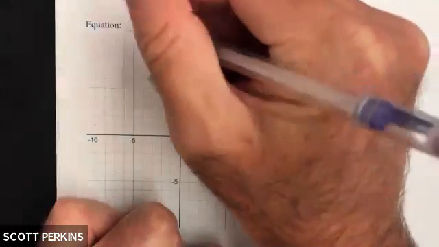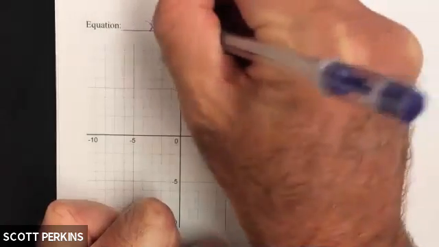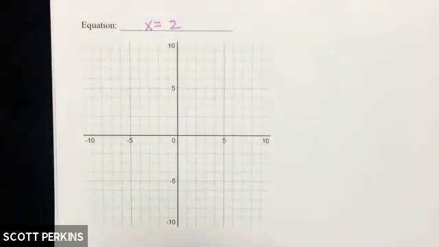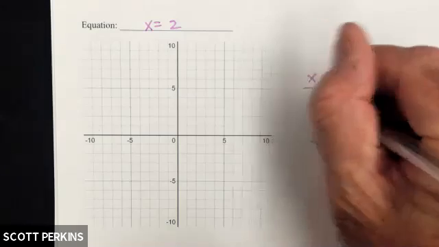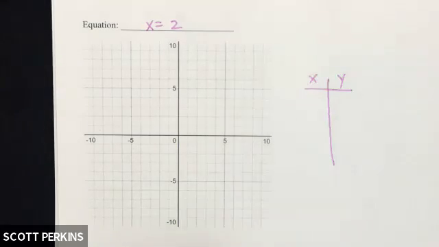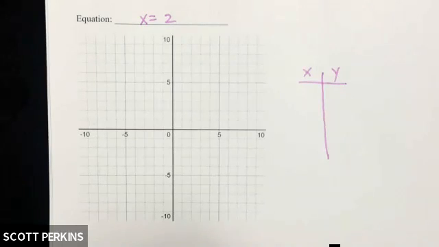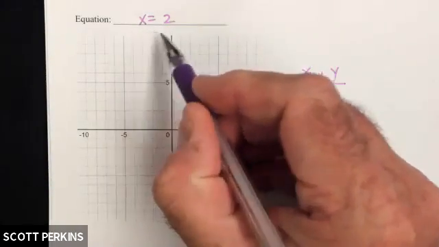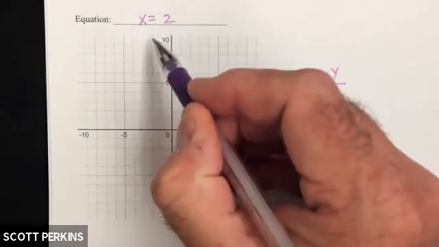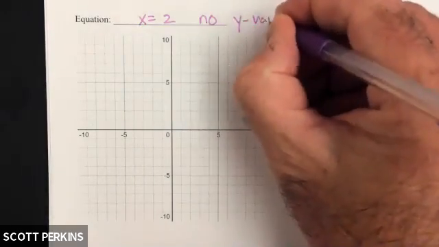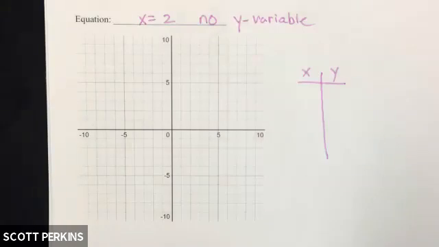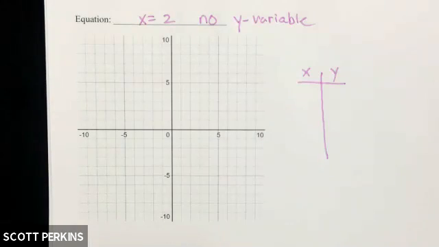Same thing. Let's say that I have x equal to 2. Again, many of you know what to expect. You've seen this before, but just in case you haven't, I'm going to do the same thing. But we notice on this equation, what's this equation missing? Okay, there's no y variable. I'm just going to make that note so that when you look at your notes later, you can understand why we did what we did.